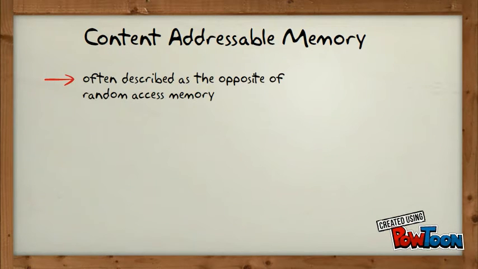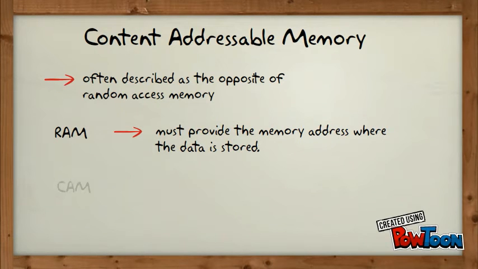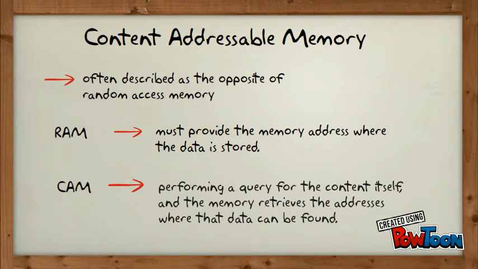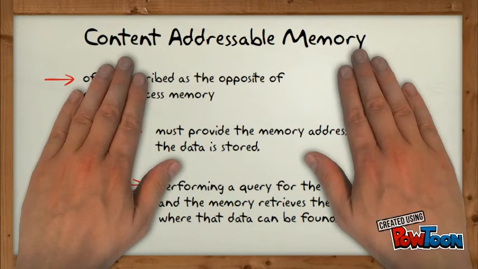Now let's talk about accessing the memory. One such way is content addressable memory. It is often described as the opposite of random access memory, because in RAM you must provide the memory address where the data is stored, whereas in CAM we perform a query for the content itself and the memory retrieves the address where the data can be found.